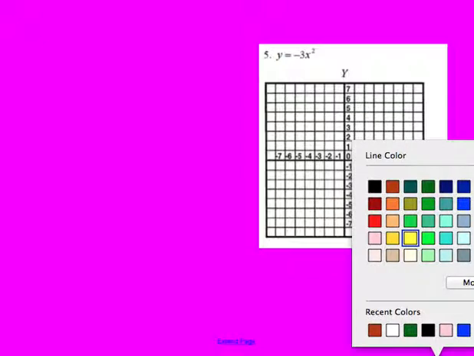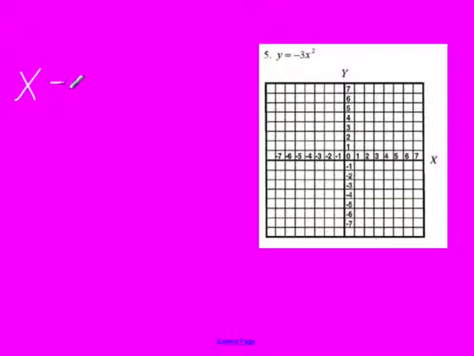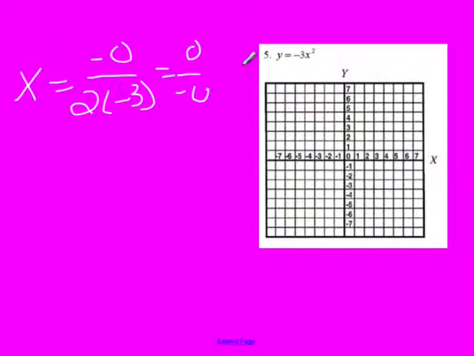Let's go ahead and take a look at this one. So for this one, I only have an a value. Everything else is 0. So then when I go to calculate out my vertex, it's going to be opposite of 0, which is really just 0 over 2 times negative 3. Well, 0 divided by negative 6 is just going to be 0. So the x-coordinate of my vertex is just going to be 0.